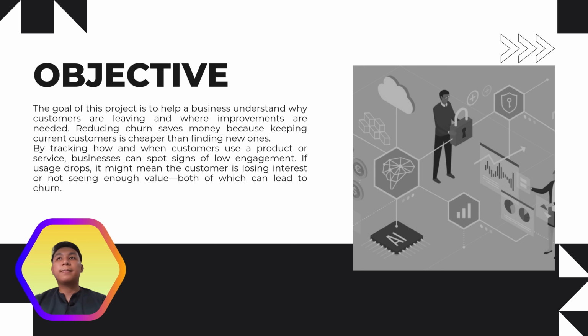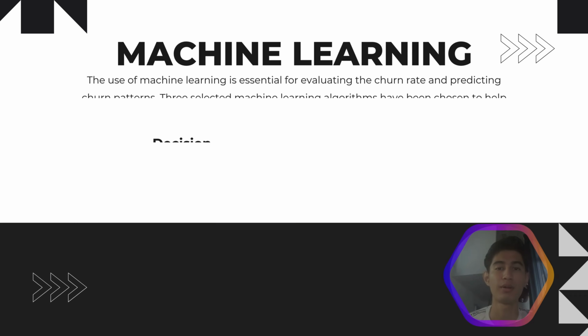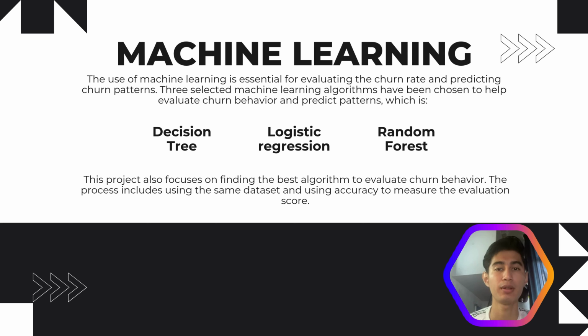lead to churn. The use of machine learning is essential for evaluating the churn rate and predicting churn patterns. Three machine learning algorithms have been chosen to help evaluate churn behavior and predict patterns, which are random forest, logistic regression, and decision tree. This project also focuses on finding the best algorithm to evaluate churn behavior.